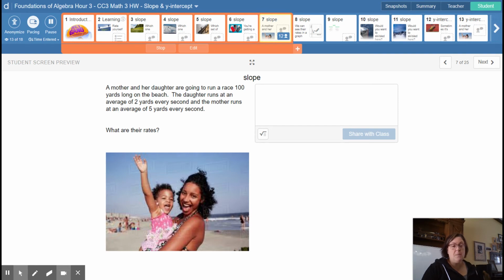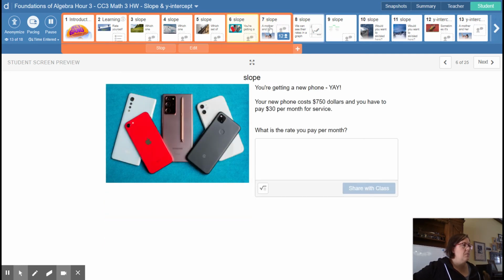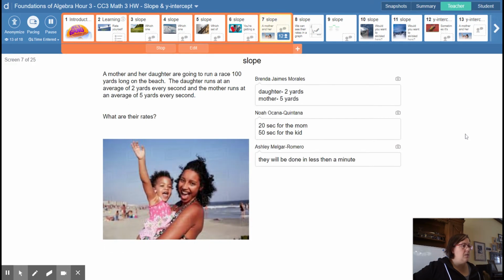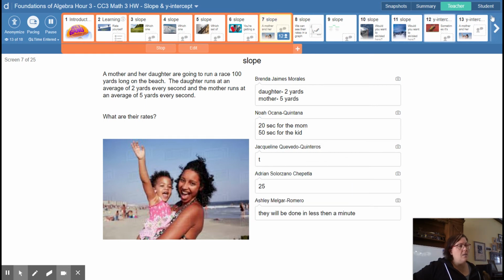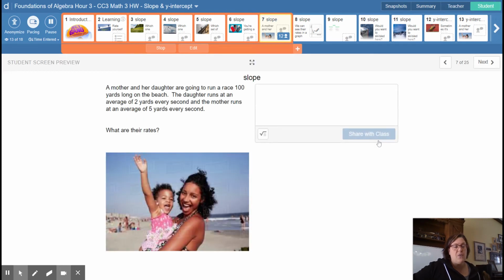A rate means how fast somebody moves, how fast you pay something, how much you pay, how often you visit somewhere. Okay, so as you look at it, the daughter runs an average of 2 yards every second, and the mother runs an average of 5 yards every second. So what are their rates? Careful, Noah. Not how long will it take them to finish the race. All it is, what are their rates? How fast do they go?